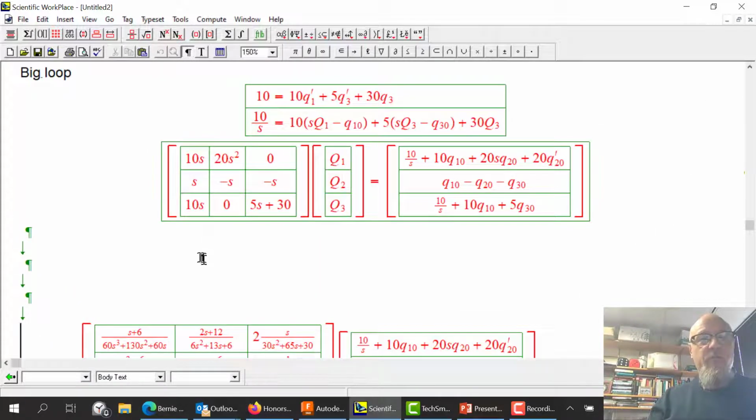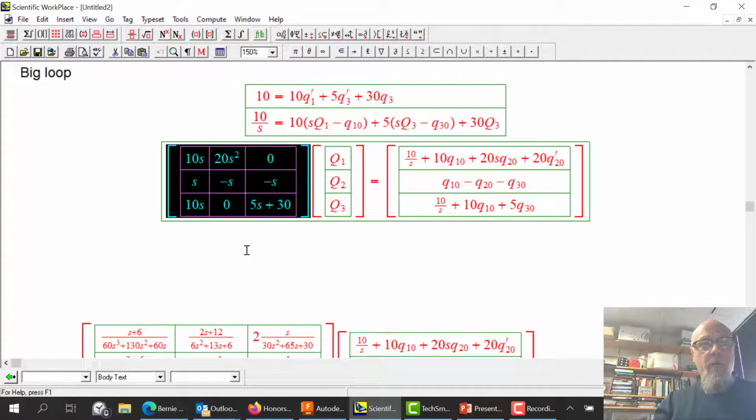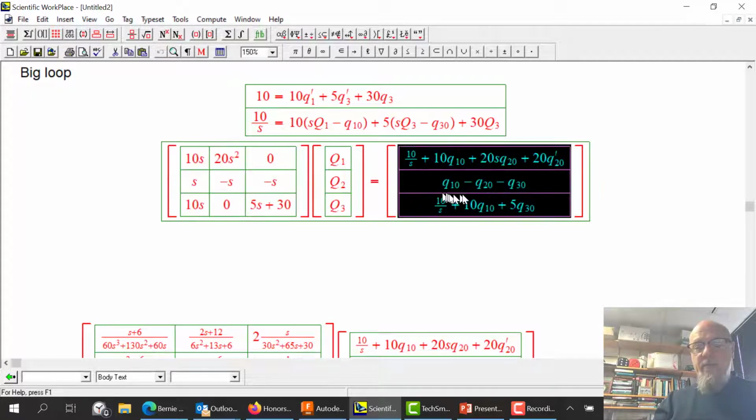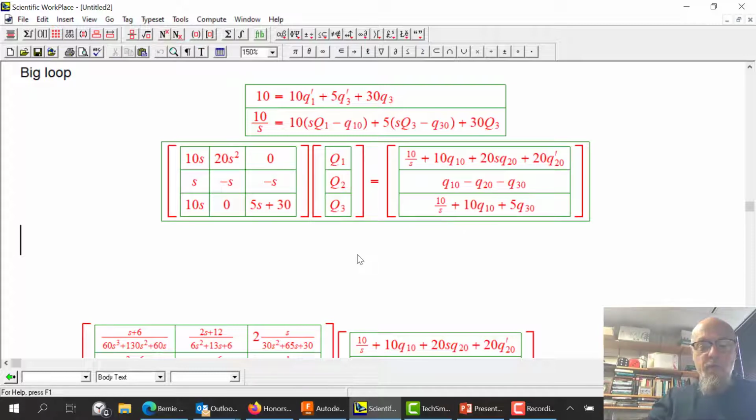Now you don't have to do this. This is just the easiest way for me to do it anyway. So I've written this out in matrix form, those three equations, and now I can take the inverse of this matrix, multiply it by this constant vector, and solve for Q1, Q2, and Q3.